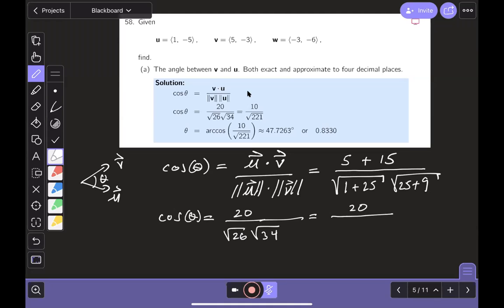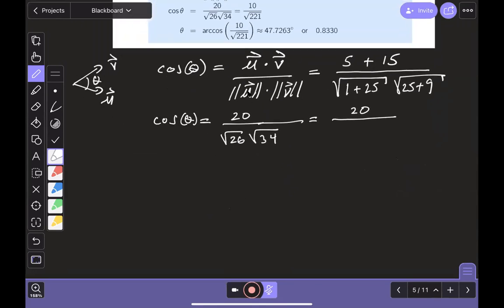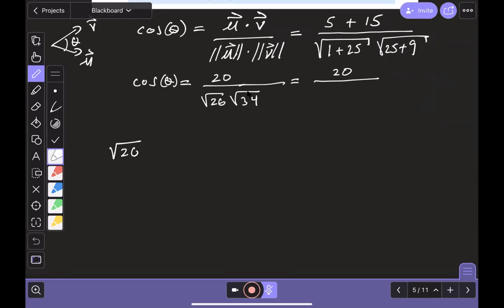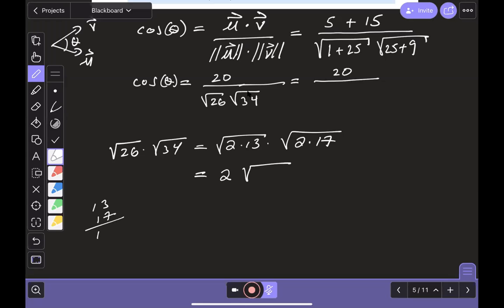I'll put 20. I'm going to look at this, and I'm going to go back to what you learned in Math 100, all right? Root 26 times root 34. Well, 26 is 2 times 13. And 34 is 2 times 17. So notice about this over here, root 2 times root 2 is just 2. And root 13 times root 17, there's no perfect square over there. Let me do the arithmetic for you, though. 13 times 17 gives 130, 21, and 70, and what's that going to give you? 221. This reduces to 10 over root 221.